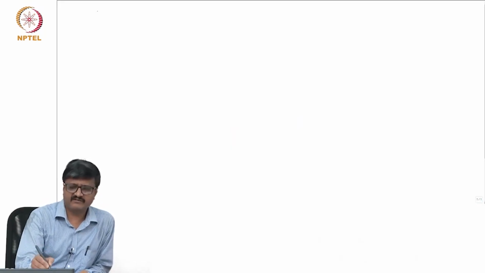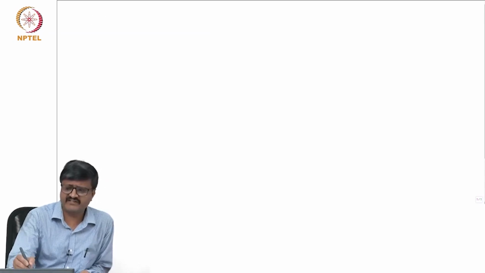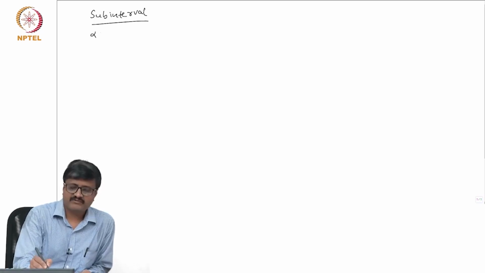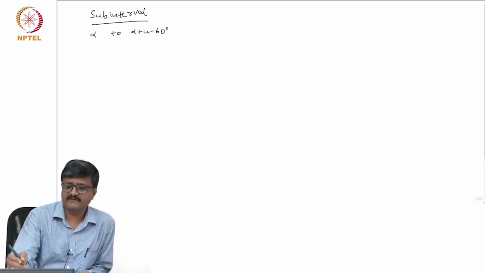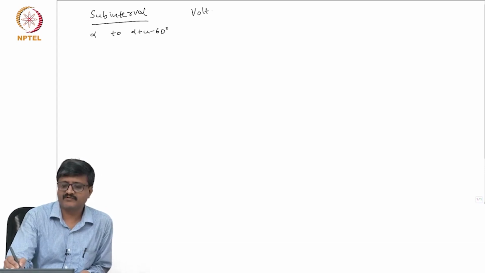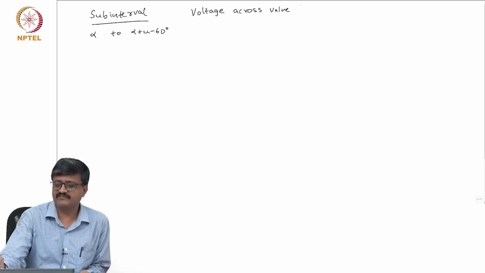So I will just say what are the different subintervals in which I get the different expressions for voltage across valve 1 and directly write the expression for voltage jump. So if I take alpha to alpha plus u minus 60, there are many subintervals where the voltage across valve 1 is 0.